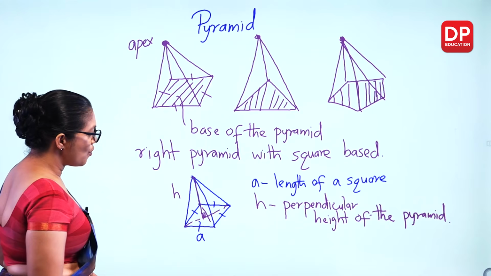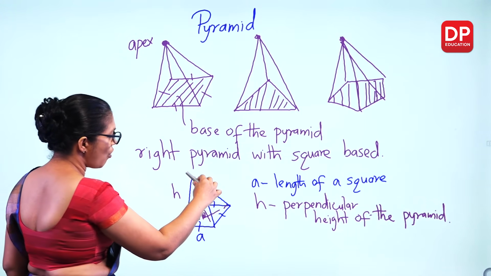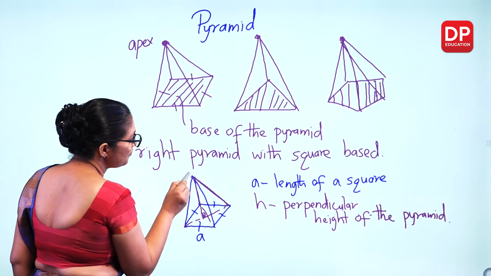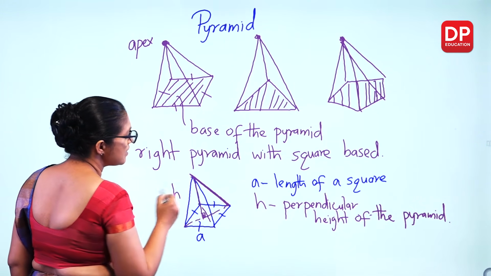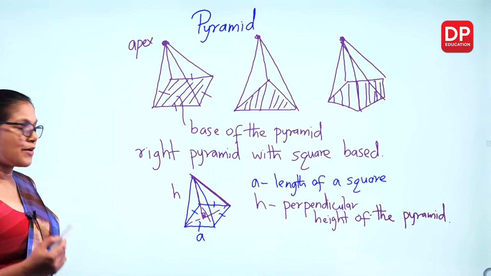Then we need to know another side. What do you call this side? This is the slant length of a pyramid.